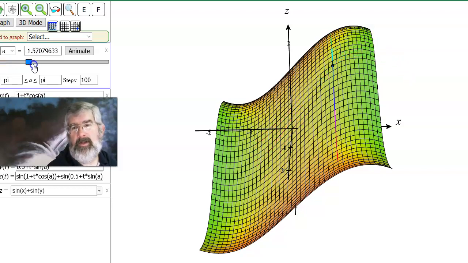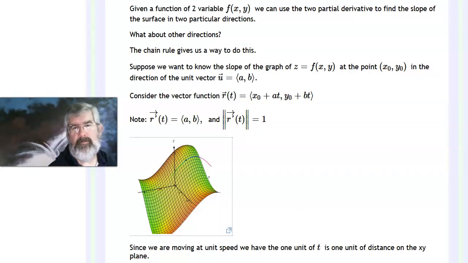Right? Here's the x direction, right about here. The y direction is there, right? And the question is, in any direction, what's the slope? How do we calculate it?